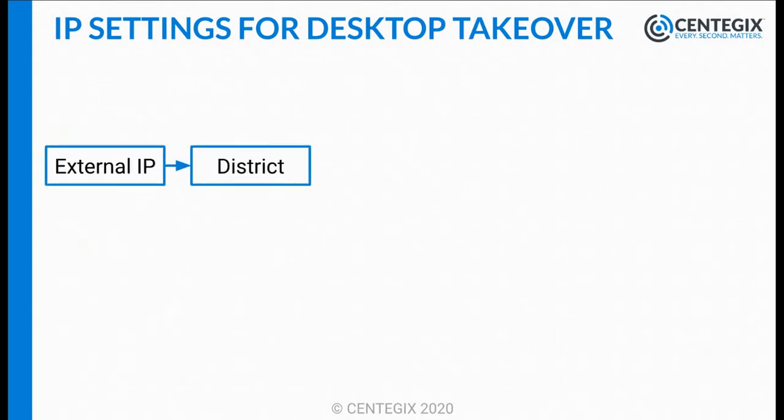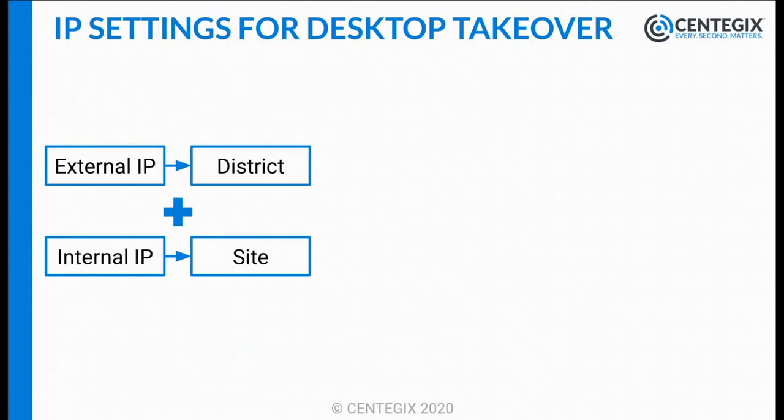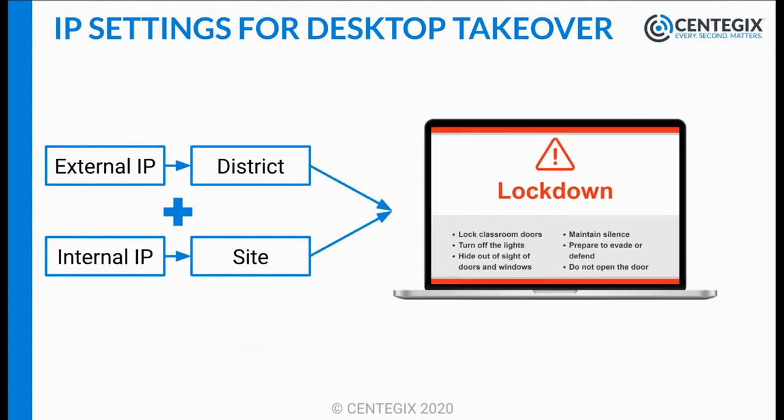Once the IP settings pages have been set up, the Crisis Alert desktop software will use a computer's external IP address to identify the district in which the computer is located, then use the internal IP address to identify the particular site at which the computer is located. The software will display the desktop takeover message when that site goes into a campus-wide alert.